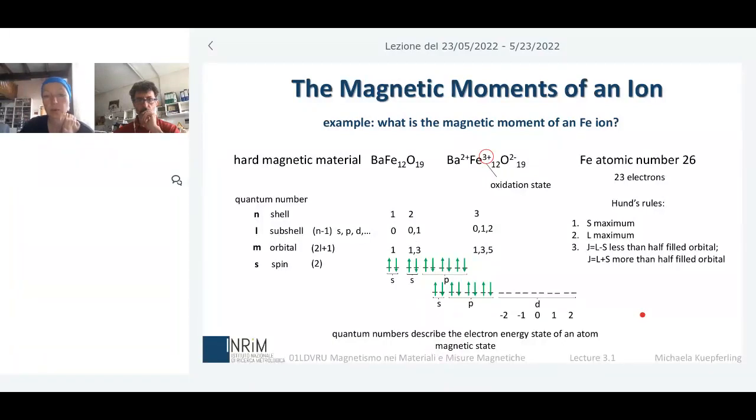One electron per orbital, yes, pointing in which with the same spin. Yeah, perfect. So this is the final solution.